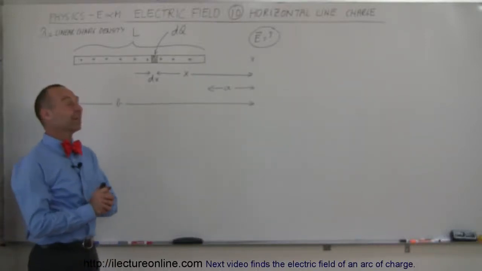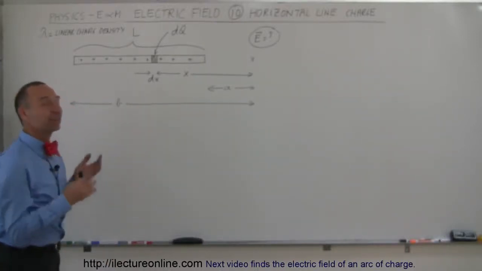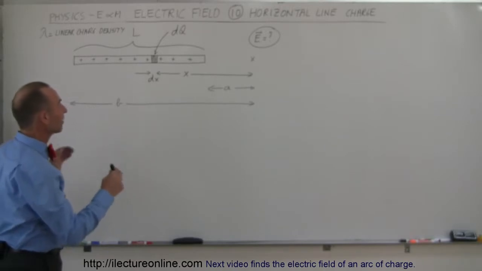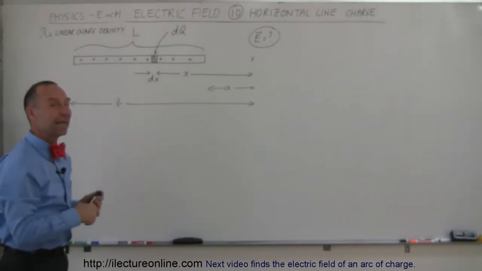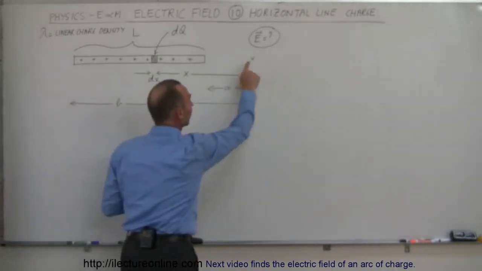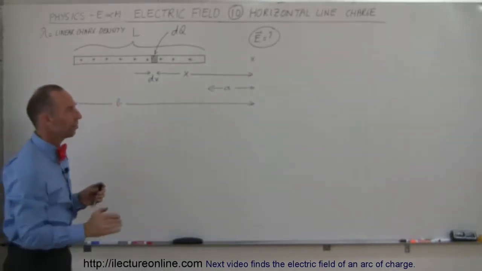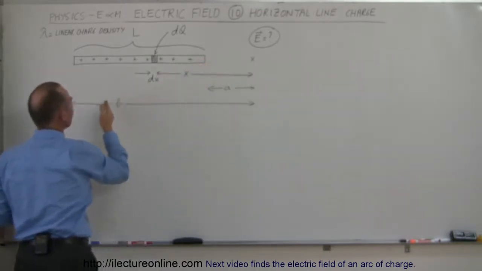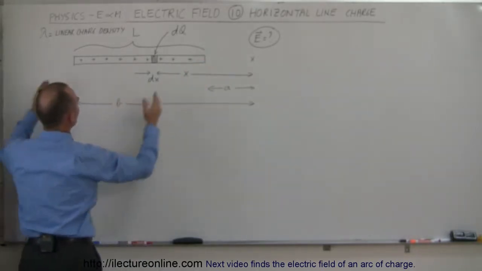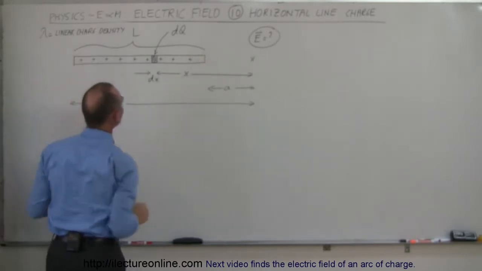Welcome to Lecture Online, and our next challenge here is to find the electric field due to a line charge, but in this case we're going to have the line charge in a horizontal position instead of a vertical position, and we're trying to find the electric field at this location right there, a distance A away from the beginning of the line charge, and a distance B away from the end of the line charge, being a length L.